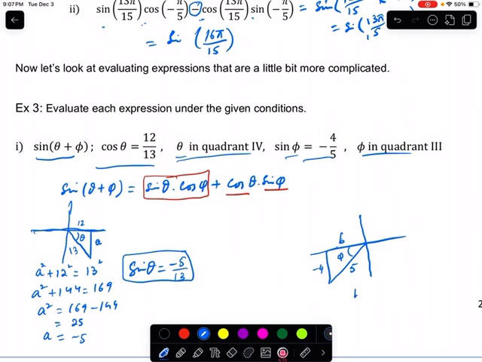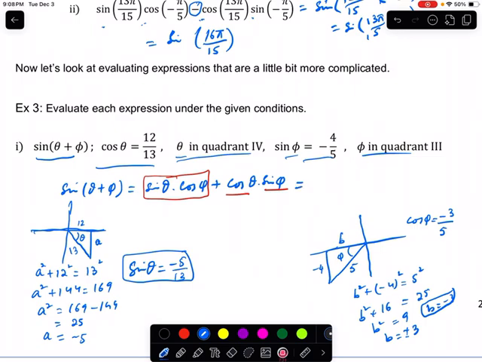So B squared plus negative 4 squared is equal to 5 squared. So B squared plus 16 is equal to 25. So B squared is equal to 9. So B is equal to plus or minus 3. But what will it be? B is equal to negative 3, because it's along the negative x-axis. So we have now cosine of phi equal to negative 3 over 5.